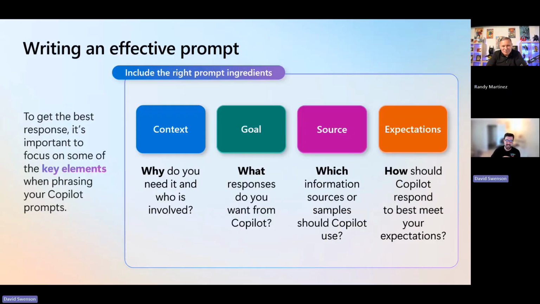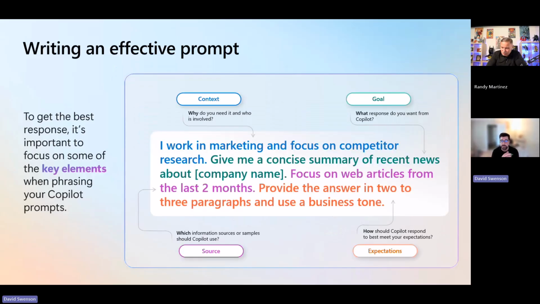Right, exactly. So let's take a look at an example prompt with all the key ingredients that are highlighted here in different colors. So as before, we have our context, which is I work in marketing and focus on competitor research. Then the goal, give me a concise summary of recent news about insert company name here, or even multiple companies if you want. Your source, focus on web articles from the last 2 months, very specific. And your expectation, provide the answer in 2 to 3 paragraphs and use a business tone.